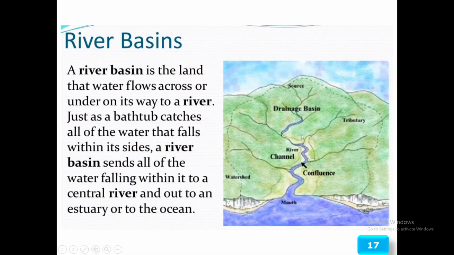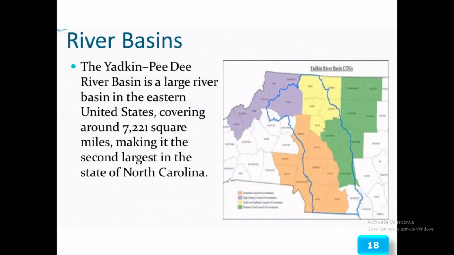Source based, the drainage basin, river channel, confluence, and the mountain base. So watershed, then tributaries. A river basin is the land that water flows across or under on its way to a river, just as a bathtub catches all of the water that falls within its sides. A river basin sends all of the water flowing within it to a central river and out to an estuary or to the ocean.